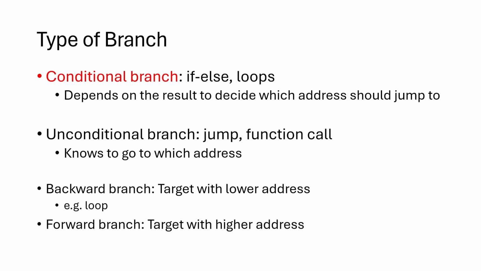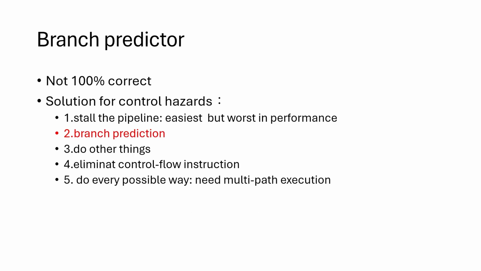An unconditional branch is a branch where we already know which address to jump to. So we don't need a branch predictor for this kind of branch. And a backward branch targets a lower address, for example a loop. A forward branch targets a higher address.